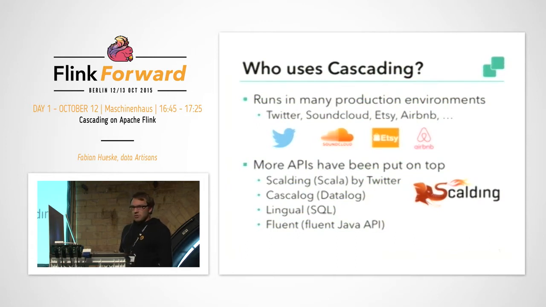And some of these companies also put more APIs on top. So Cascading itself is a Java API. And Twitter, for example, put a Scala API on top of that, which is called Scalding. There is a Datalog API called Cascalog, which has been started by Nathan Marz, who is kind of like the head behind the Storm project as well. There's a SQL on top of Cascading, and also a more fluent Java API called Lingual and Fluent.